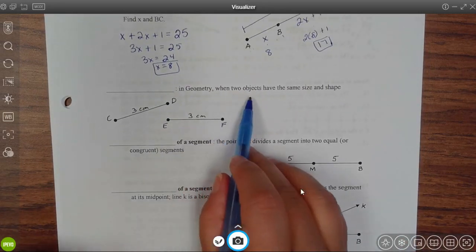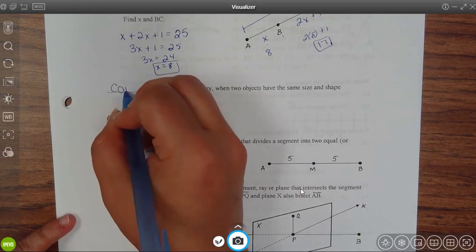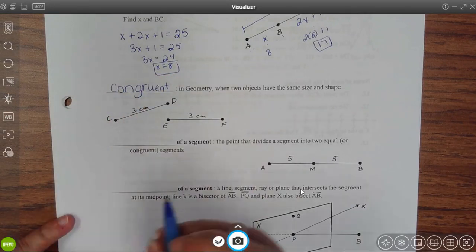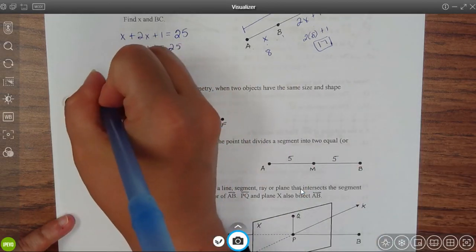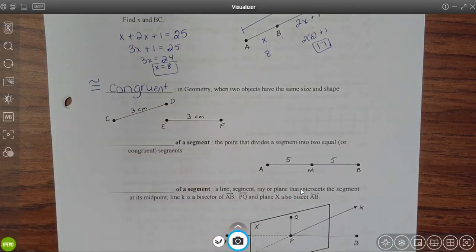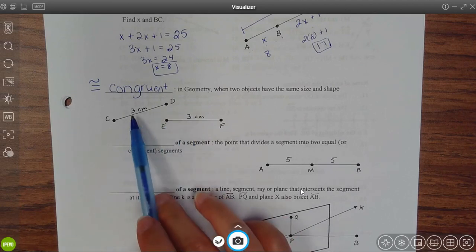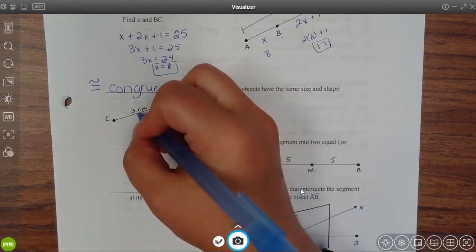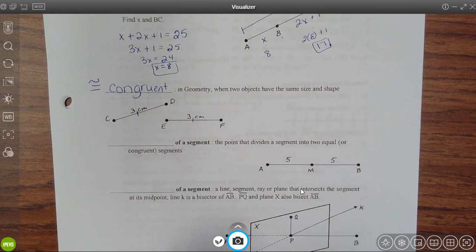In geometry, when two objects have the same size and shape, they're known as congruent. And there's a symbol for congruent, which is an equal sign with a little squiggly line above it. These two segments are congruent because they have the same length of 3 centimeters. You can mark that segments are congruent on a diagram with a little tick mark.